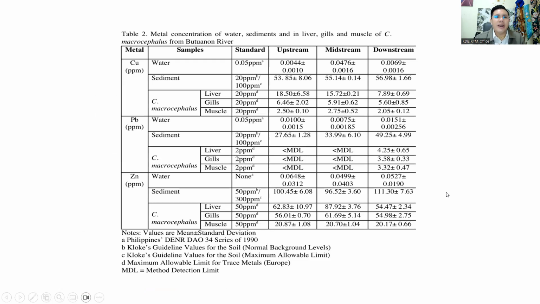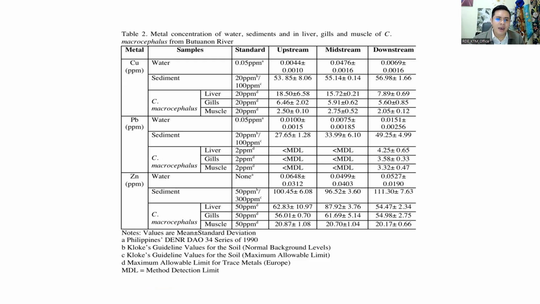I am showing to you an example of a result presented in tabular form. Table 2, the metal concentration of water sediments in liver, gills, and muscles of C. macrocephalus from Butuanon River. As you can see, the result presented in tabular form has some footnotes and notes below showing the mean and standard deviation.